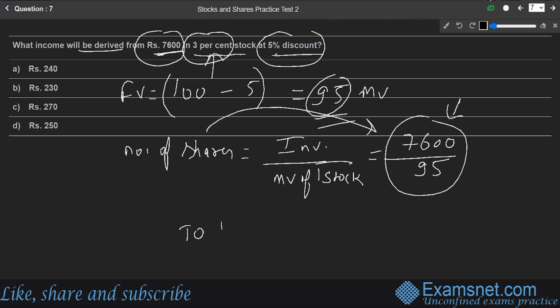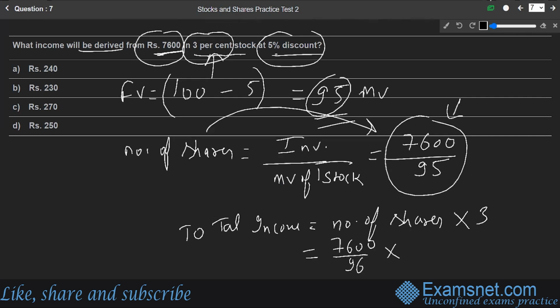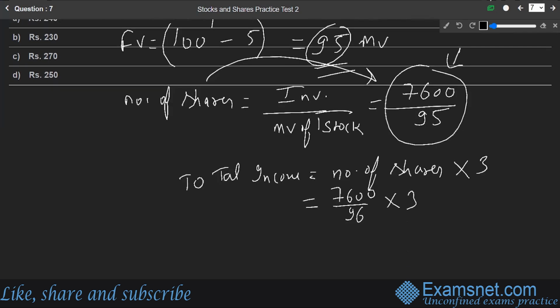So total income will be nothing but number of shares multiplied by how much each share is fetching, which is rupees 3 over 100 face value share. So number of shares are nothing but 7600 divided by 95 multiplied by 3. Now we can do the calculation part because there is no further calculation required after this. We can cut down this number. 95 goes by 19, and then we can cut down 7600 over 32. We can cut both the numbers by at least 4.